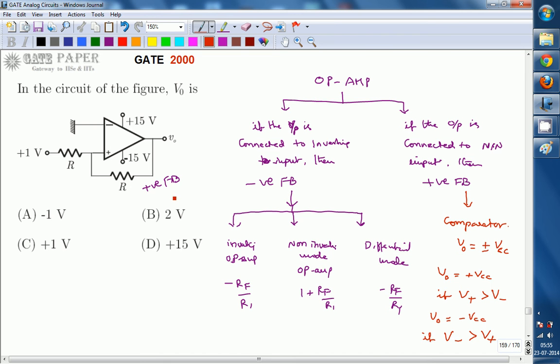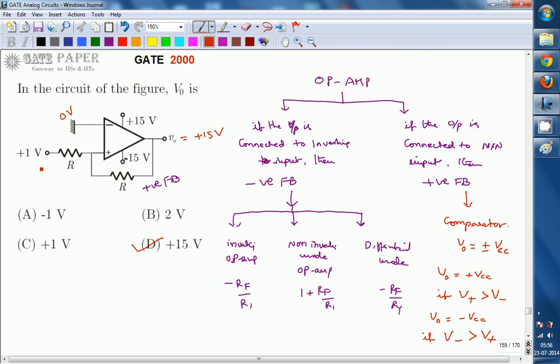From the feedback we can conclude it is acting as a comparator, and then you have to check which terminal's voltage is dominating. Now, the inverting terminal is connected to ground, that is 0 volts, whereas the non-inverting terminal is connected to plus 1. So plus 1 is more than 0 volts, so the output will be at plus 15 volts. So the right answer for this question is D.